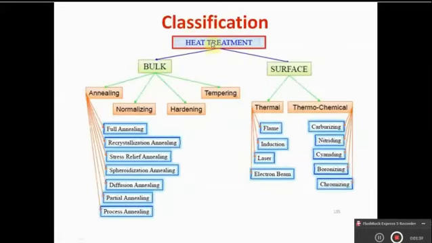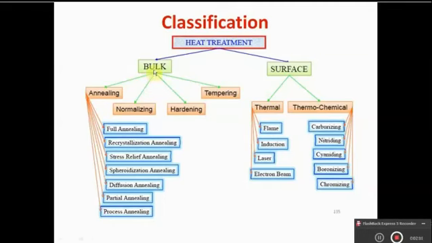Normally heat treatment processes are classified according to the nature of carrying out heat treatment. They are classified as bulk heat treatment and surface heat treatment. In bulk heat treatment the entire casting is subjected to the heat treatment process, but in case of surface heat treatment only the outer surface or part of the casting is subjected to heat treatment, so that only at that particular location the mechanical properties can be altered.